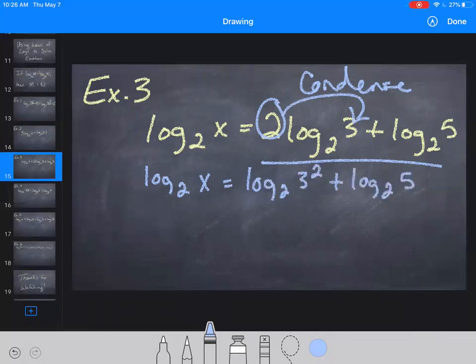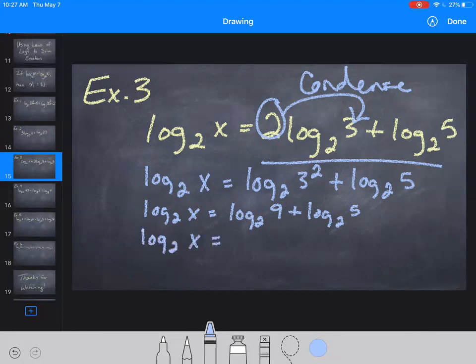I know 3 squared gives me 9, so I end up with log base 2 of x is equal to log base 2 of 9 plus log base 2 of 5. Now that we have addition, I can condense that further into multiplication. So I have log base 2 of x is equal to log base 2. And remember, when you condense, you write the log base 2 one time, and then you multiply 9 times 5.